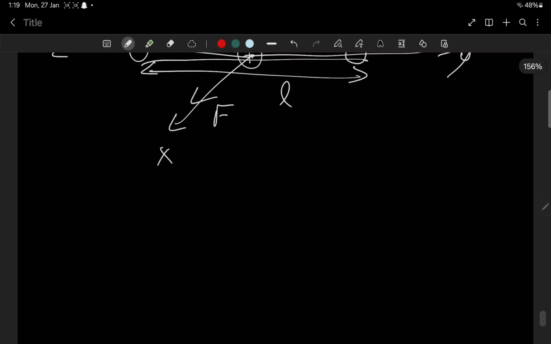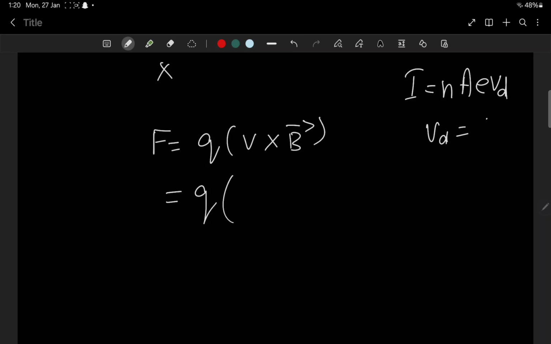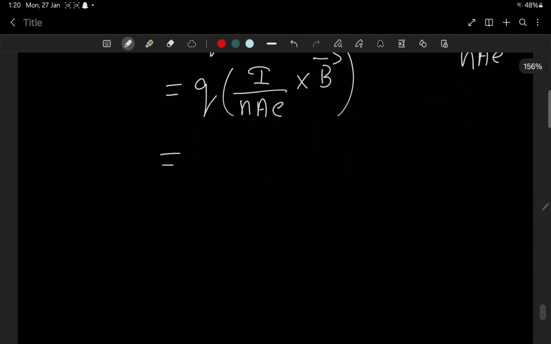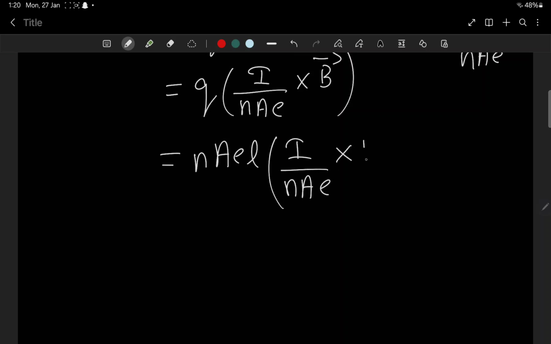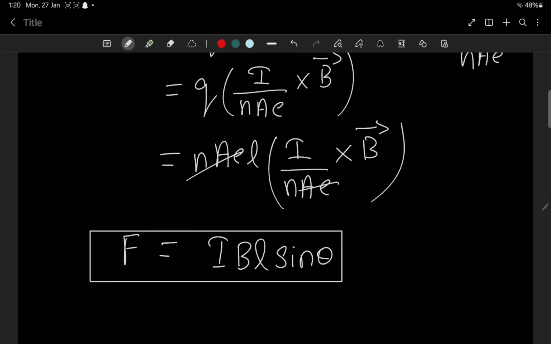You know that according to Lorentz force, F is equal to Q v × B. Here v is v_d. That is Q, and you know that I = nAe v_d, which we did in the last class. So v_d can be written as I by nAe. So F = Q (I by nAe) × B, and Q can be written as nAeL. So nAe cancels, and we get I (L × B), so F = BIL sin theta. This is the force. This is the derivation.